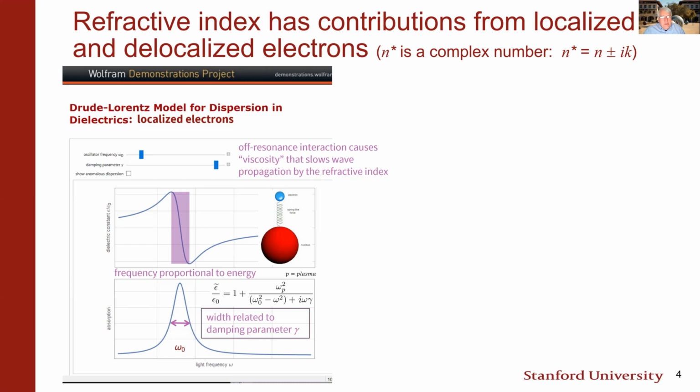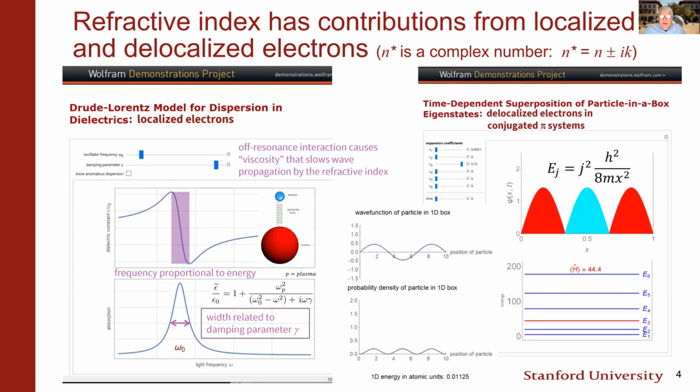Then it decreases, it becomes negative before heading back towards 1. And the damping parameter causes the width of the absorption coefficient to increase. For delocalized electrons, the appropriate model is a particle in a box, which is standard fare in an undergraduate physical chemistry class. What this really says is that you have a standing wave where the wavelength is an integral number of the length of the box.